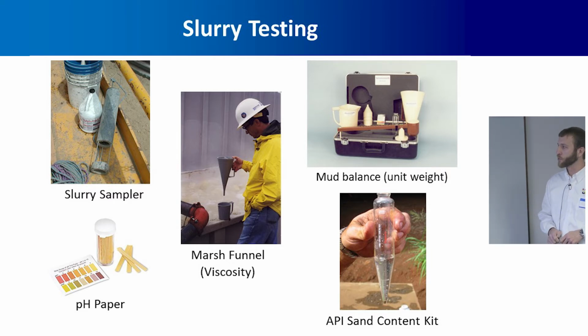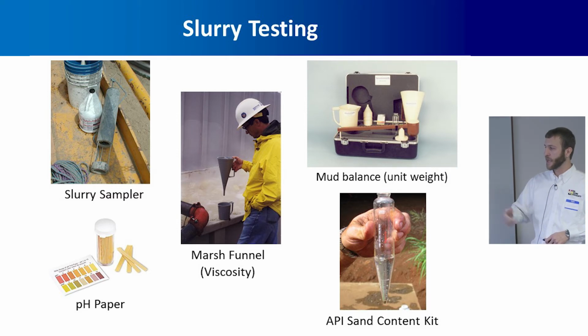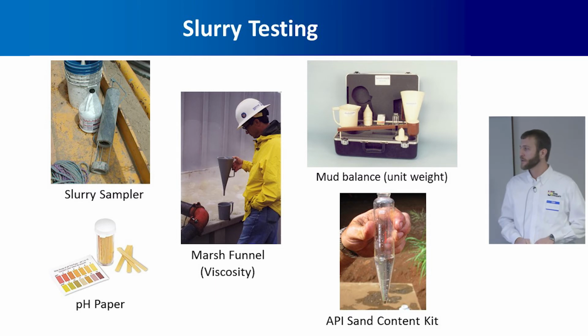And then other tools for checking different properties of the slurry: pH paper, a Marsh funnel test, which basically gives you an indication of viscosity by timing how fast the slurry flows through a funnel. Mud balance, just like you'd have for testing grout, and a sand content test. Basically, you put a sample in this little glass thing and see how much sediment you end up with, and that tells you an estimate of the sand content.